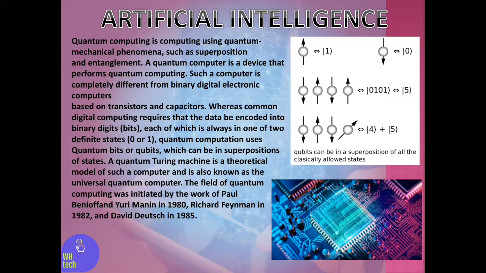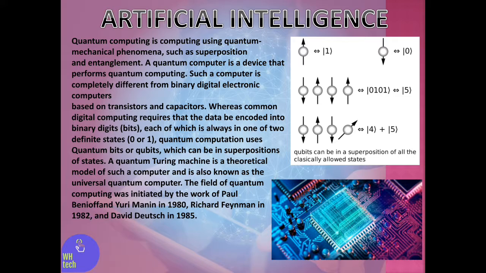Whereas common digital computing requires that the data be encoded into binary bits, which is always in one of two defined states, 0 or 1, quantum computation uses quantum bits or qubits, which can be in superposition of states.